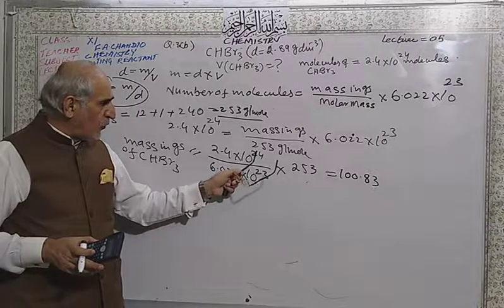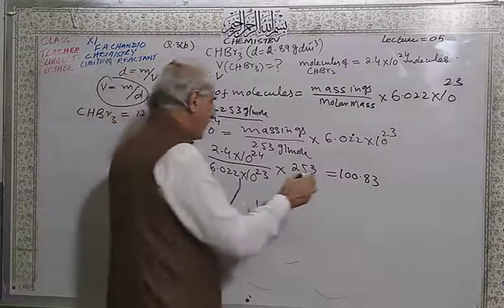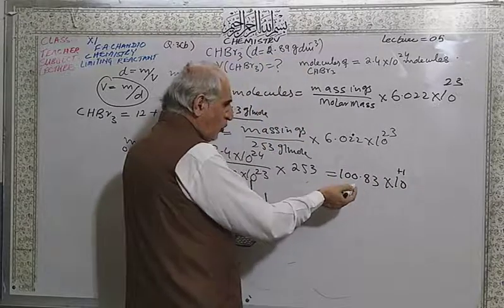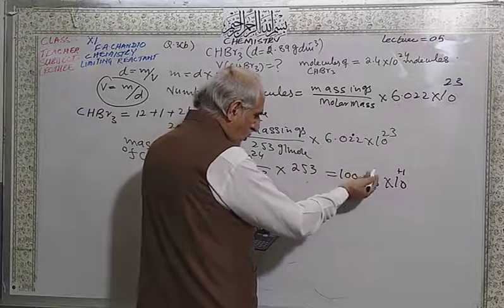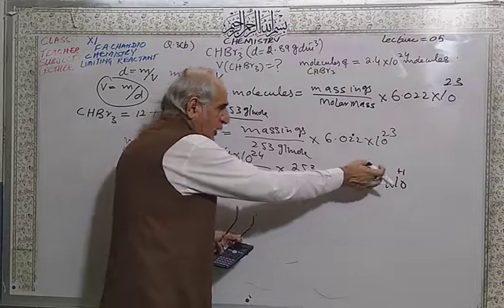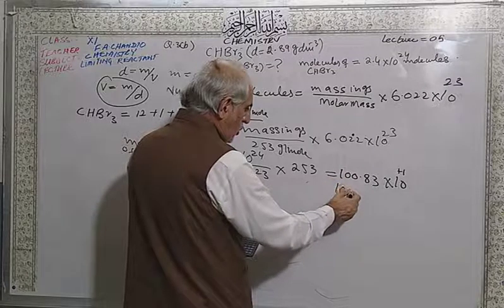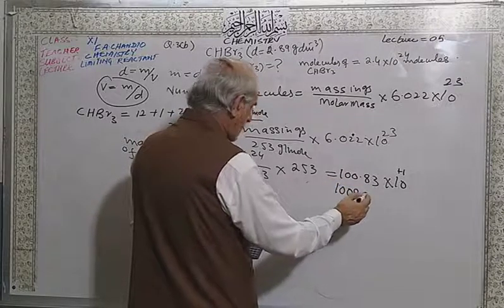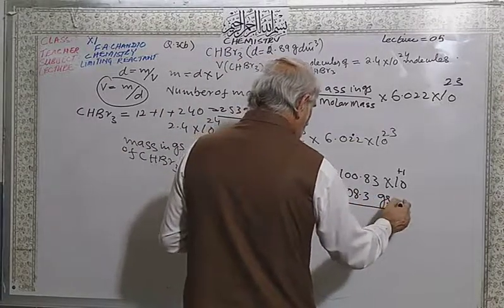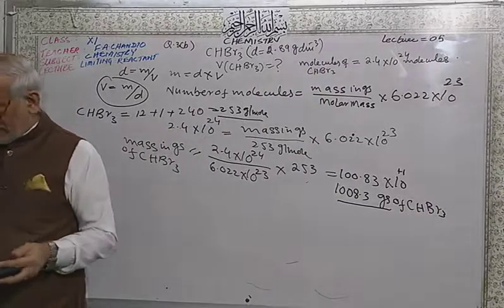Now here, if you see the power, 23 is here and 24 is here. So 24 minus 23, you will get 1. It means 10 raised to power 1 plus. This power is added here. If I remove the power, this will be equal to 1008.3 grams of CHBr3.